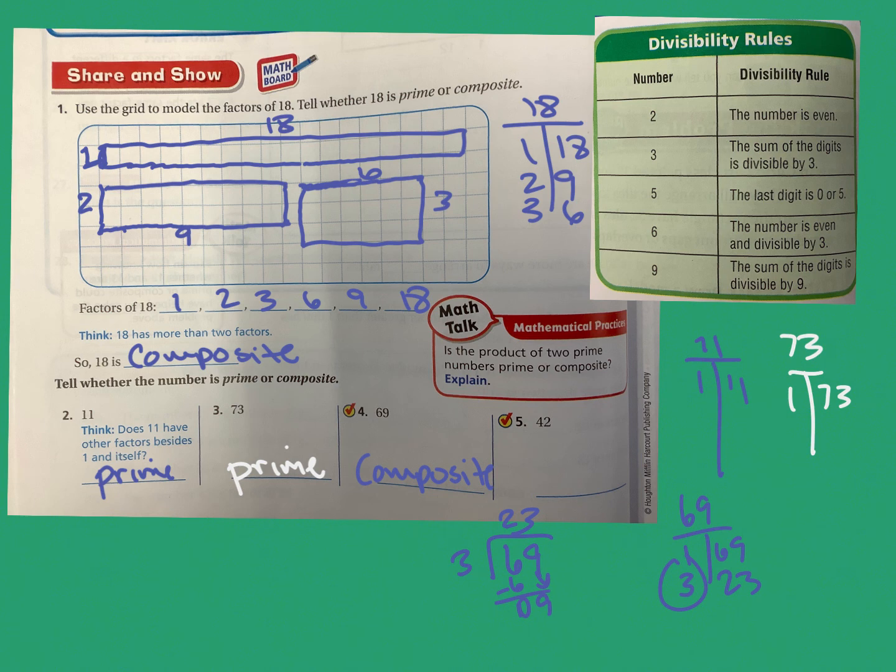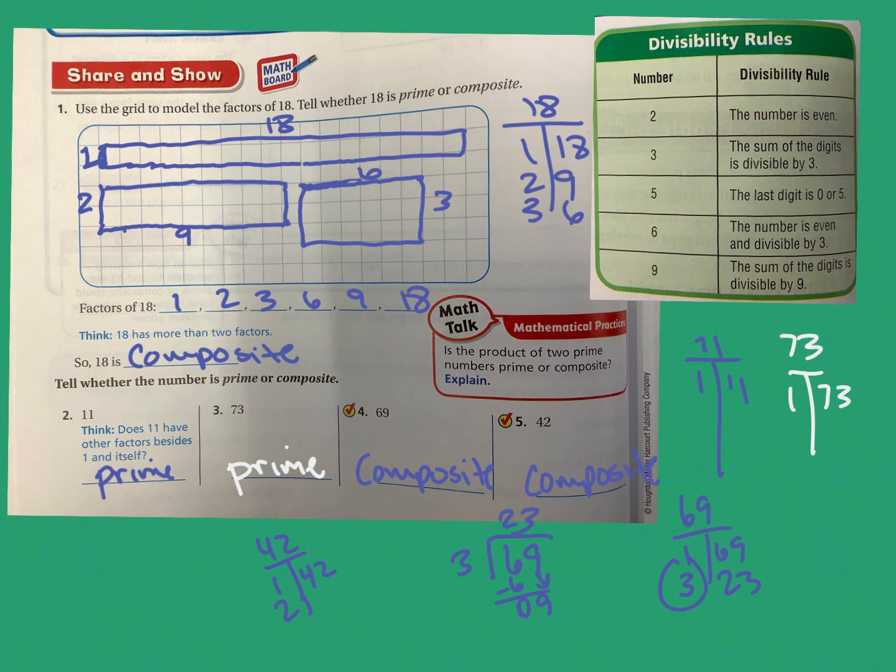And finally, the last one, 42. We know 1 times 42 is a set of factors. And have a look. It is an even number. It ends in 2. Any number ending in 0, 2, 4, 6, or 8 is an even number, and it's even, so that means it's divisible by 2. Anytime you see that even number, you know right away, composite, he has other friends.